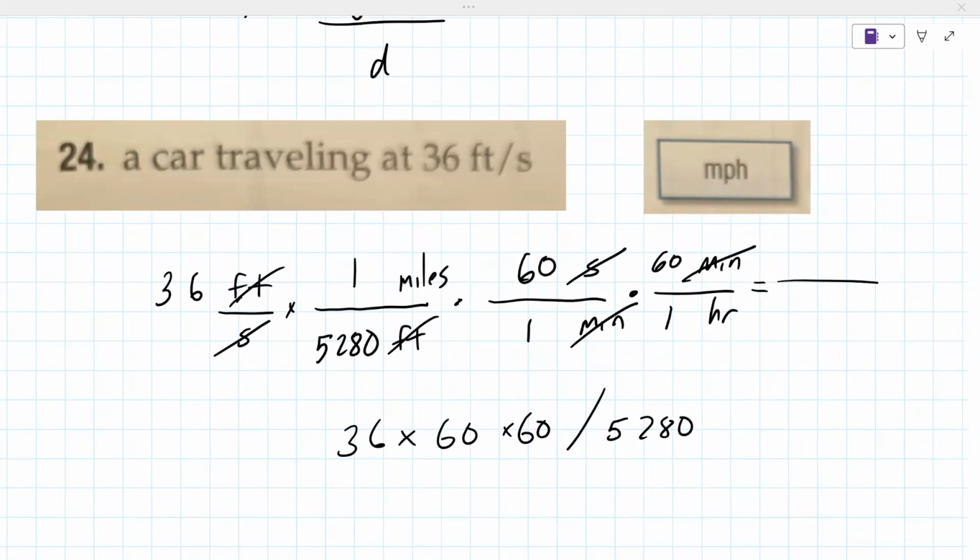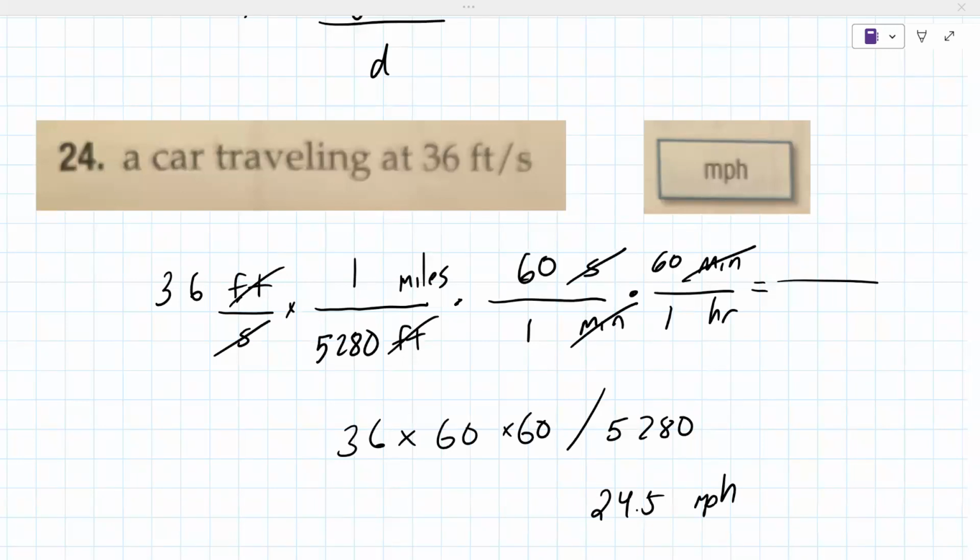So rounded up, it's like 24.5. Yeah, have you guys talked about rounding in class? Yeah, we have. So I don't know what the right answer is, but yeah, it's 24.5 miles per hour. Yeah, it sounds good. All right, 25.